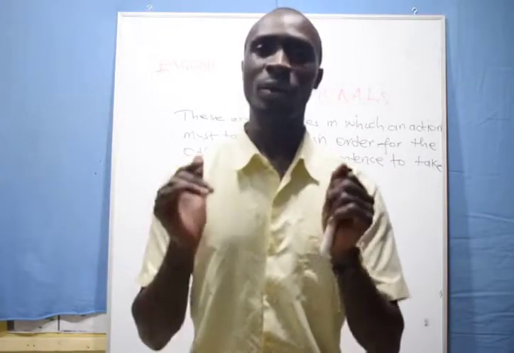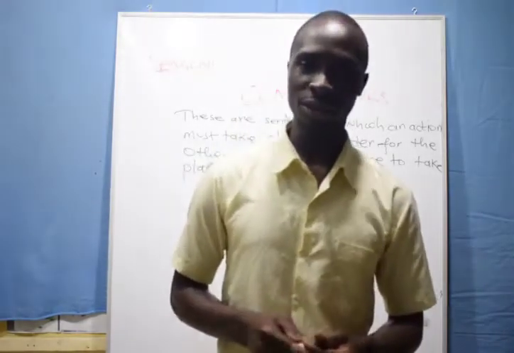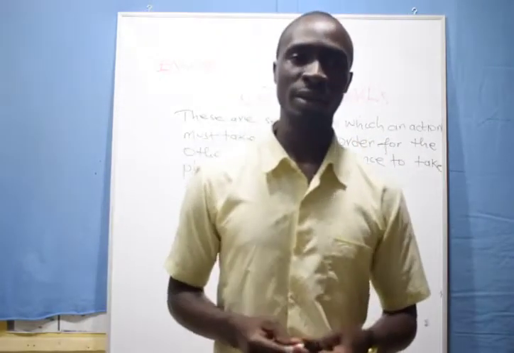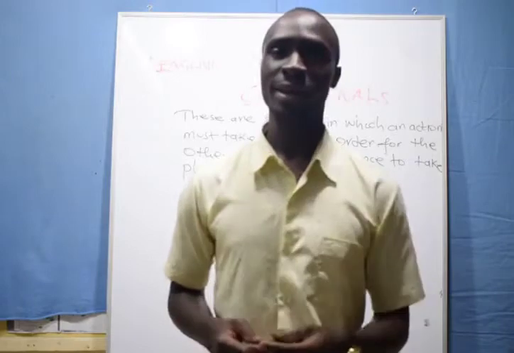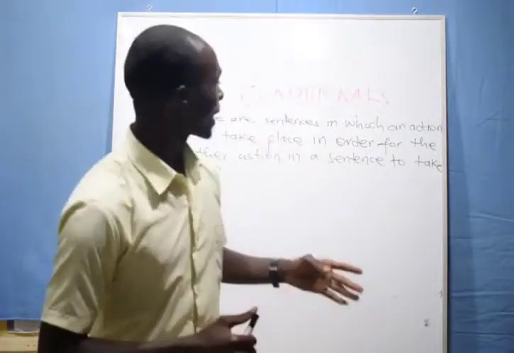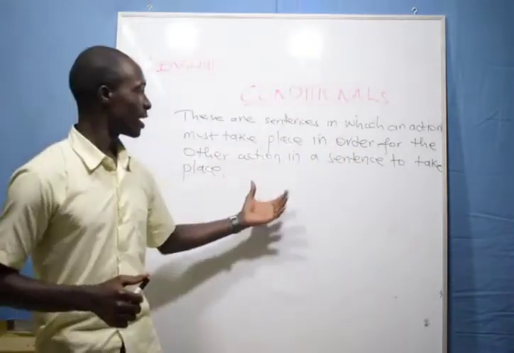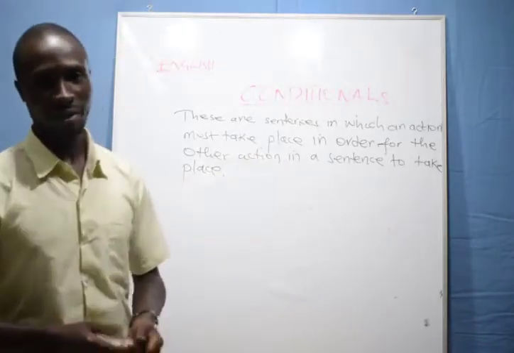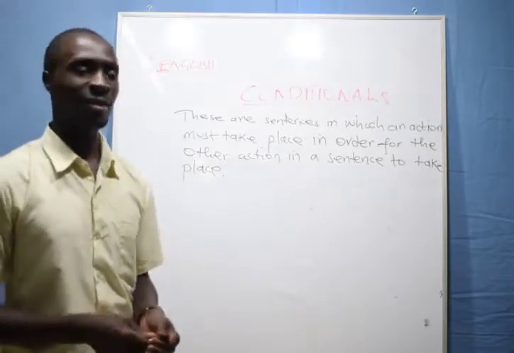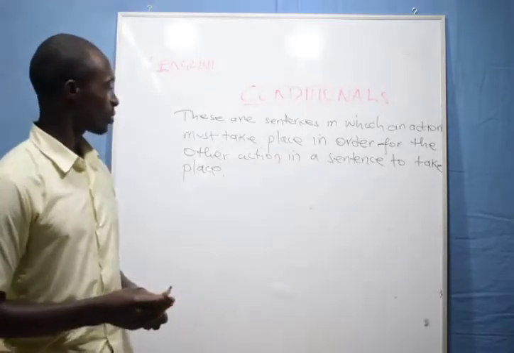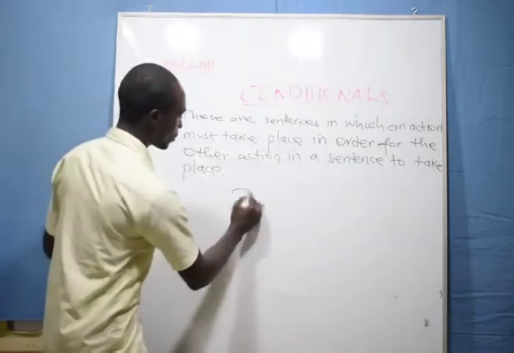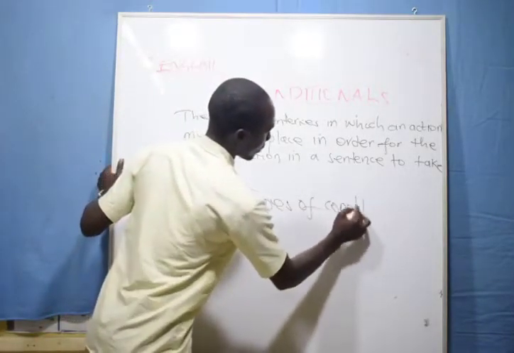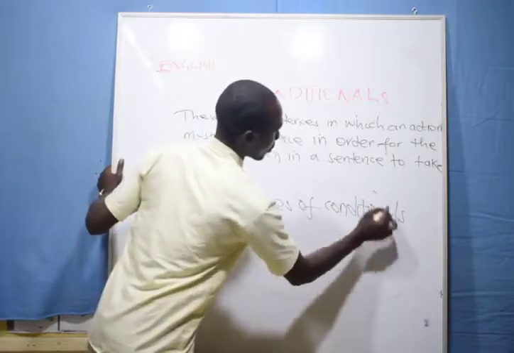That is why we also have to learn this in English, to clarify in terms of giving sentence structures and more examples. I've said these are sentences in which an action must take place in order for the other action in a sentence to take place. I think that is well understood, class. Now, allow me to take you through what we call types of conditionals.